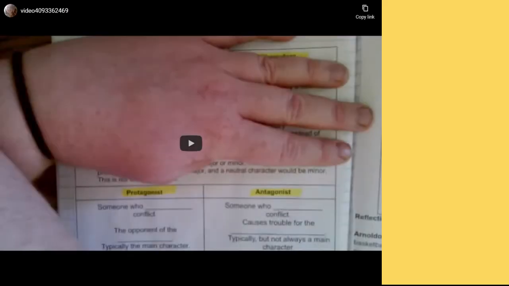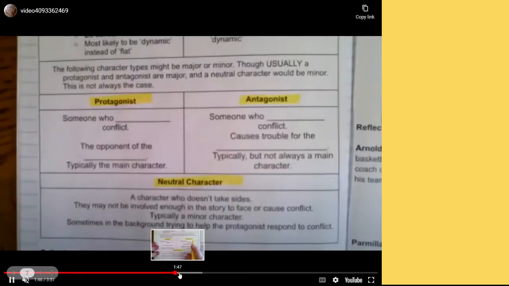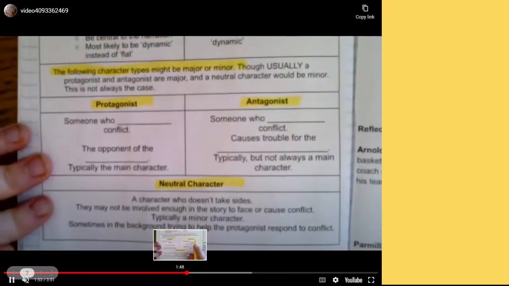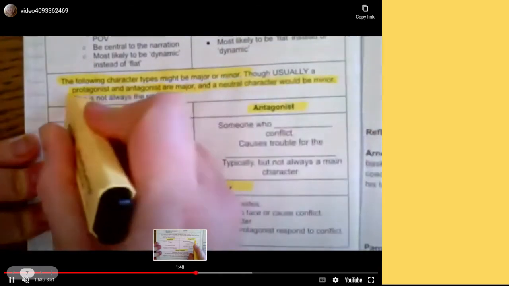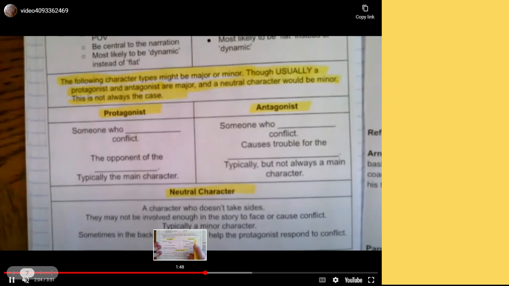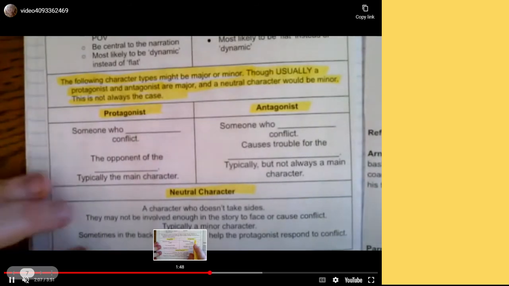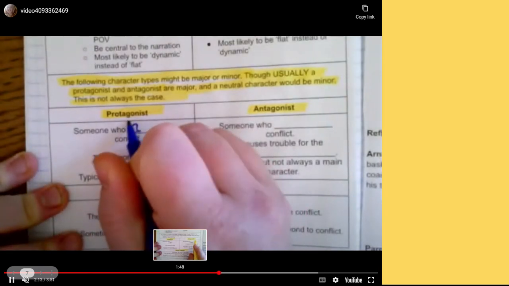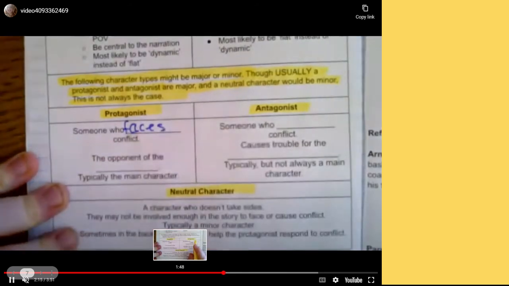Let's go back to this video and jump into my protagonist and antagonist. So first, in my journal, I'm going to highlight basically this whole box. Before we get into protagonist and antagonist, it's important to know that these are usually major characters. Sometimes an antagonist might be a minor character, but usually they're both major. And a neutral character would be minor, most likely. Not always true, but most likely.